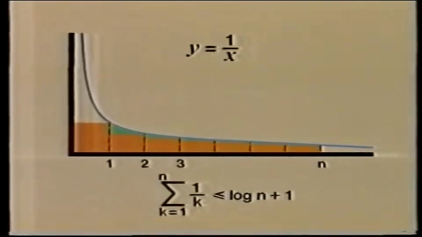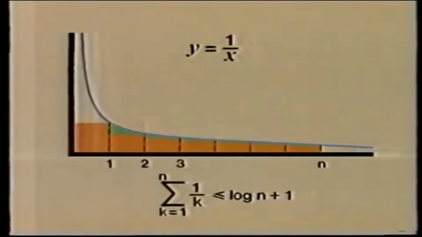But the trouble here seems to be that we've shown that the partial sums are less than something. Because we know that the harmonic series is divergent, it would be more useful to have a lower bound for sigma 1 over k. So let's try upper sums instead.